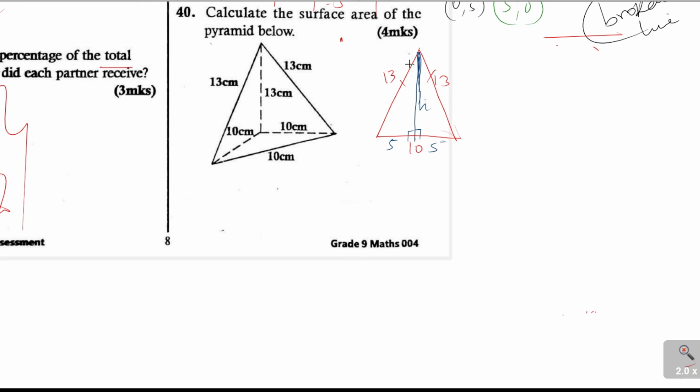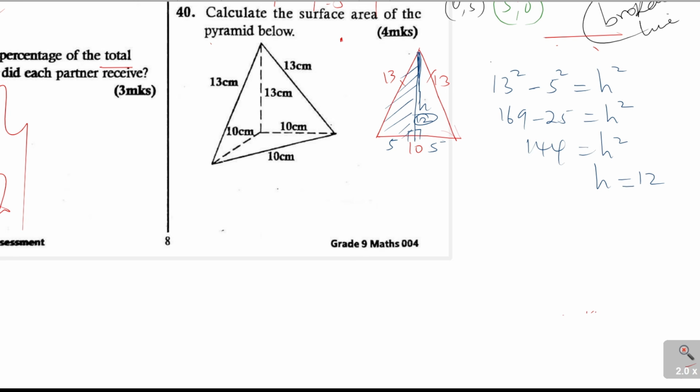So now when you look at this one part, that is a right angle triangle, you can use Pythagoras theorem to get the height. So I will get 13 squared minus 5 squared. That will give height squared. So this will be 169 minus 25 is equal to height squared. This will be 144 is equal to height squared. So height will therefore be the square root of 144, and that will be 12. So the height of that triangle will be 12.